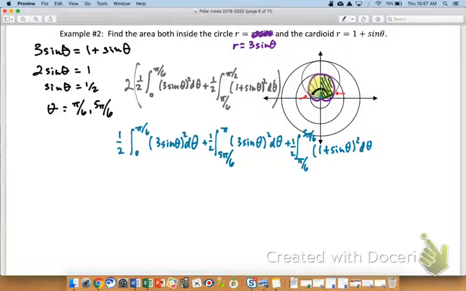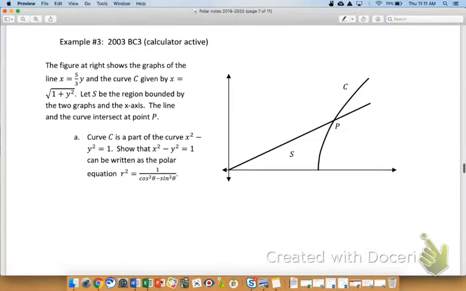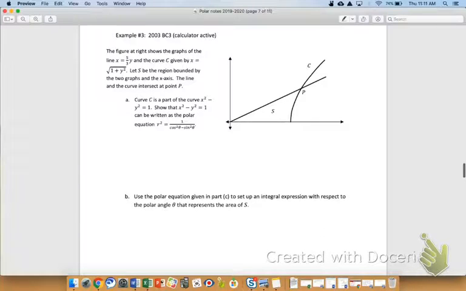Doing okay? All right, there's a couple more. We'll get into some interesting things here. So check out number 3. Yes, this is such a good one. This is right off of an AP test, 2003 BC3. It is definitely calculator active. Part A, the 2 key words really are show that. So we're supposed to prove that the polar curve could be rewritten from the rectangular form over to the polar form. And then B is more like what we've been talking about.